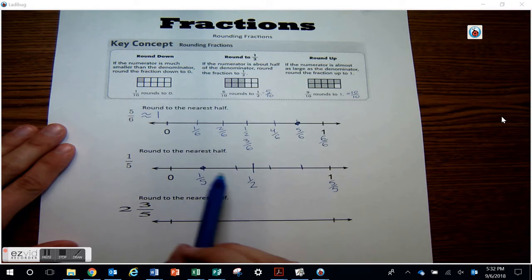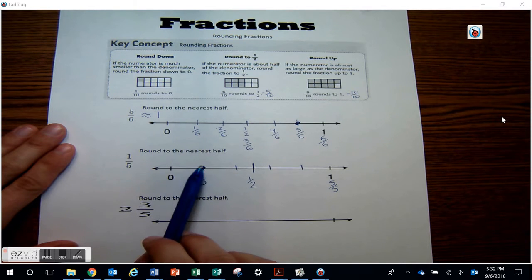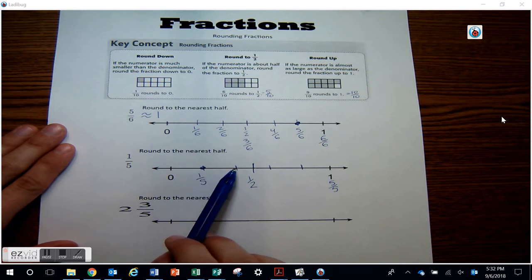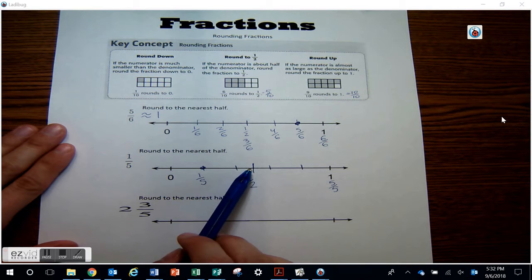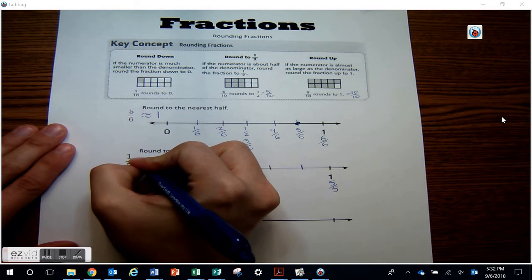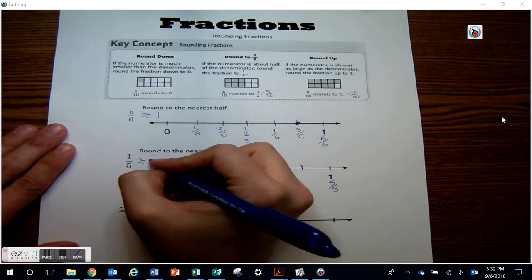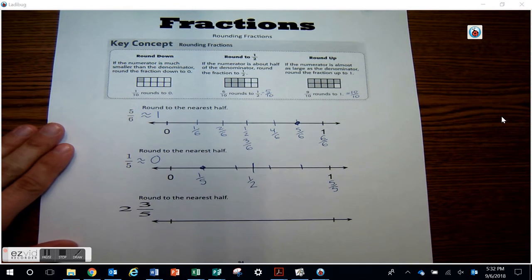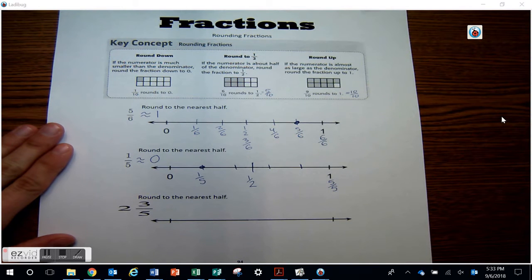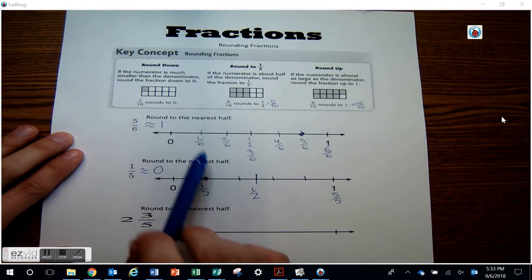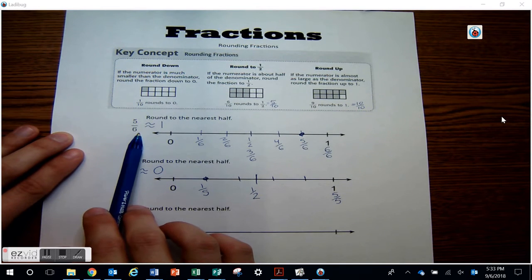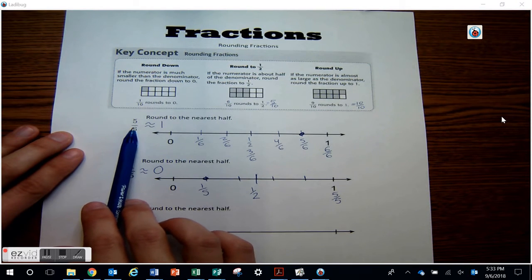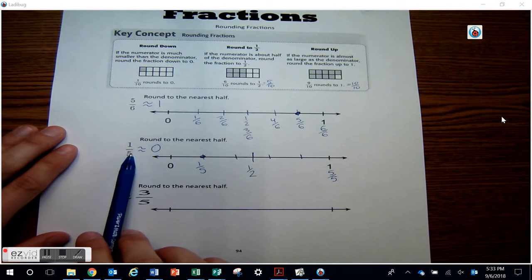So what is this closest to? When we're rounding, we're looking at what it's closest to. Is it closest to 0? Is it closest to 1/2? Or is it closest to 5/5? Here I go a distance of 1/5. Here I go a distance of 1/5 and a little more. So I'm going to round this one down to 0.